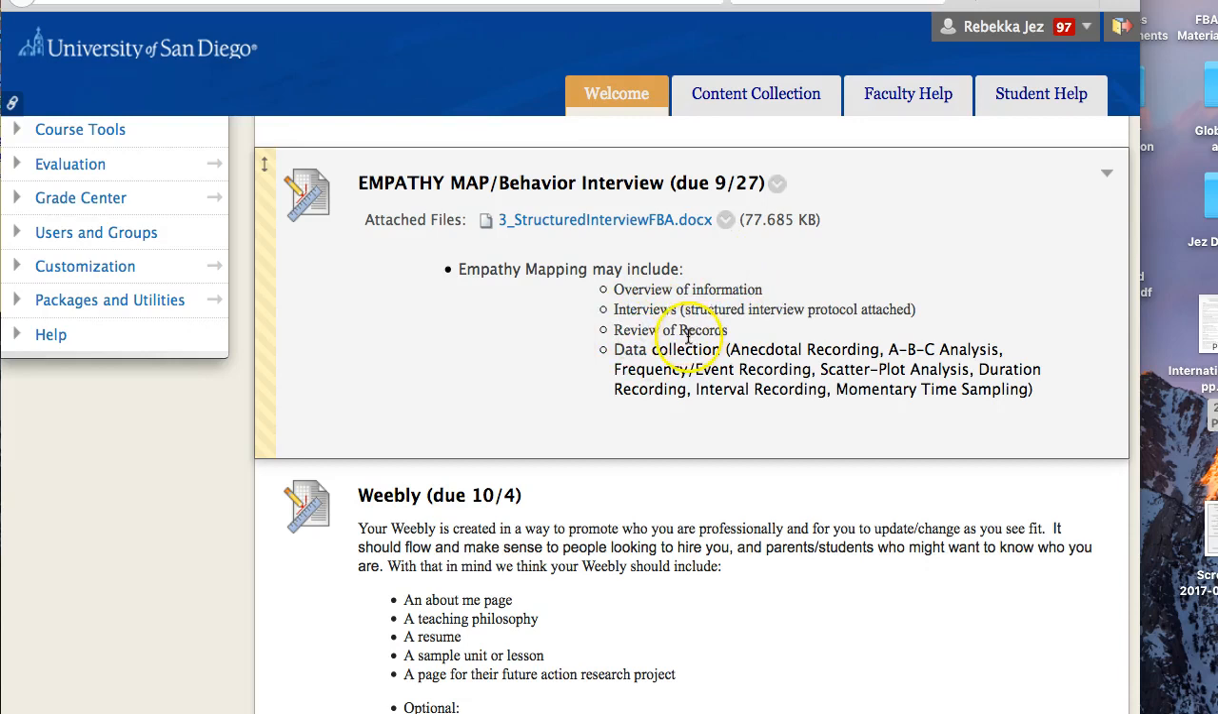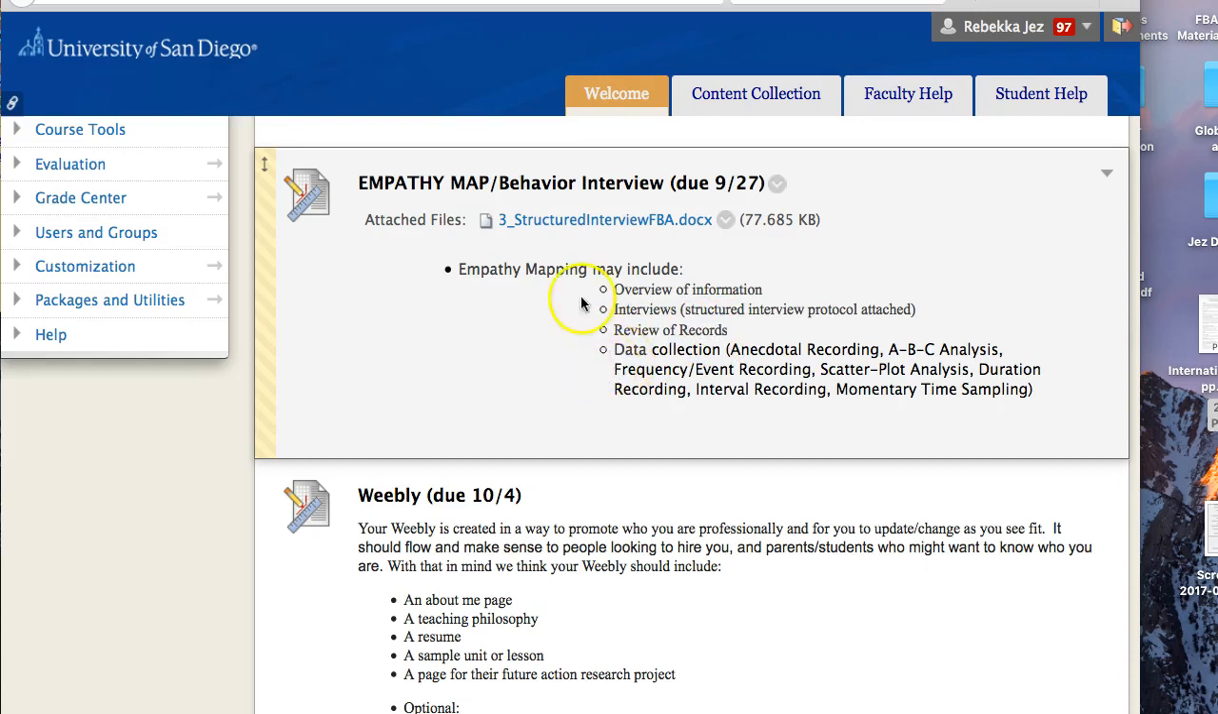You're going to want to do a review of records. So that could be IEPs. That could be if they had an FBA in the past. It could be their psych ed report. You can find out so much information about the student from that. It can be any sort of referrals that they've gotten, office referrals or suspensions or expulsions. It could be attendance, any of these things, any of the records that you have available on the student.